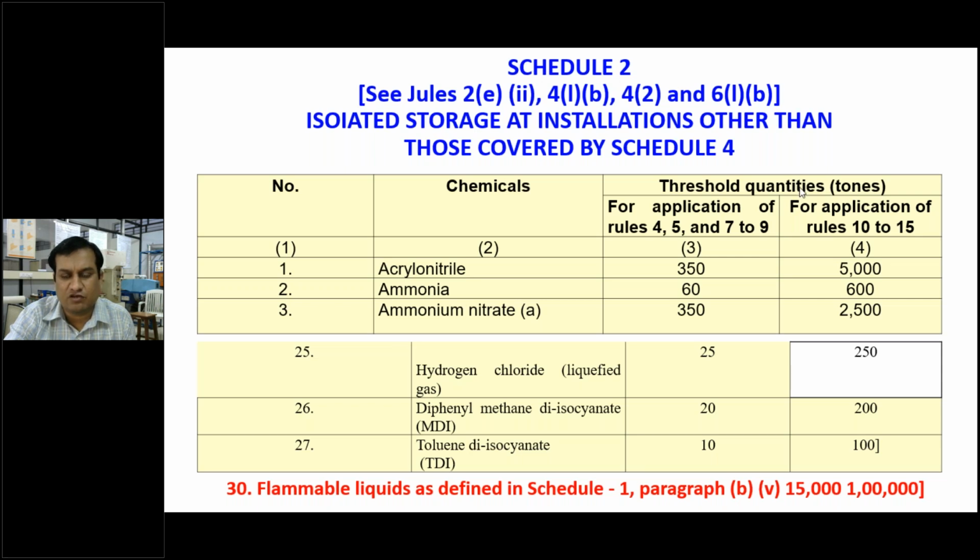Threshold quantity we have already discussed, that is the maximum or permissible quantity as far as this schedule is concerned. So in terms of tons, for application of rules 4, 5, 7 to 9. When we are discussing these rules, they mention the column number in the rule. So when rules 4, 5, 7, 8, 9 mention column 3, this is column 1, 2 and 3, column 3 of schedule 2.